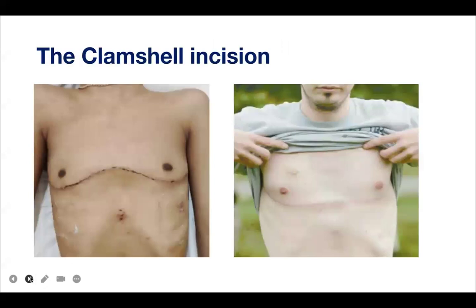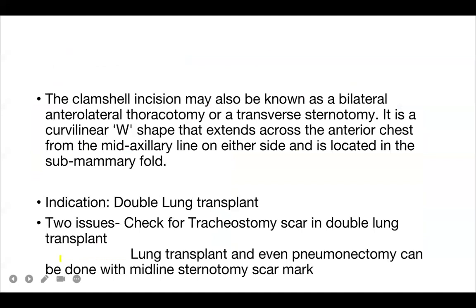Another most important one is the clamshell incision, which we do in a case of double lung transplant. It is sometimes similar to the Mercedes-Benz scar, but that scar is in the abdomen, and it is typical of Mercedes-Benz. In the clamshell incision, just at the angle, there is another perpendicular line, just like a Mercedes-Benz. It is situated in the thoracic wall, and it is indicated for dual lung transplant.